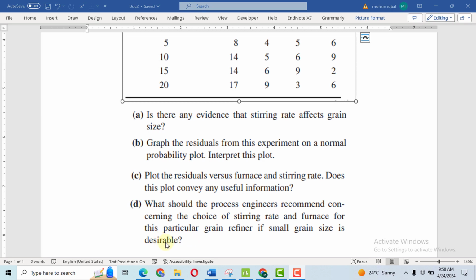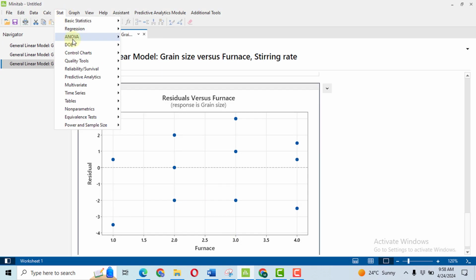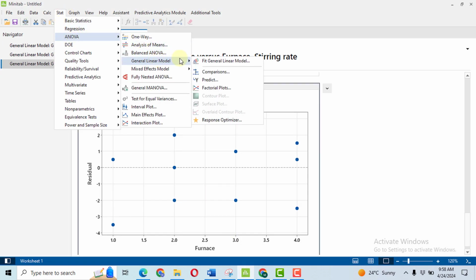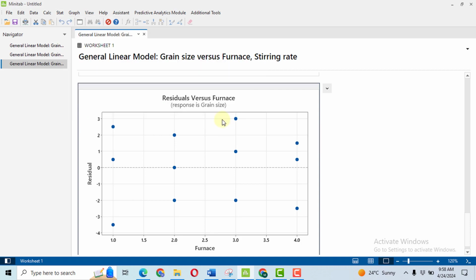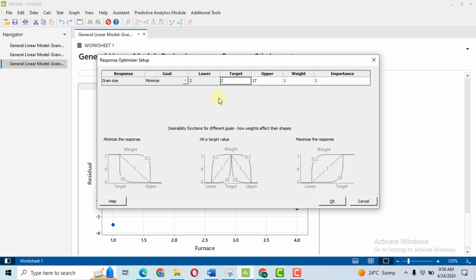So this question is related to optimization. So how will we do it? Again, click on Stat, then ANOVA, GLM, then click on response optimizer. In response optimizer, we need to minimize. So we want to minimize the size, then click on setup. In the setup, okay, the minimize target is 2, okay, fine, click OK.